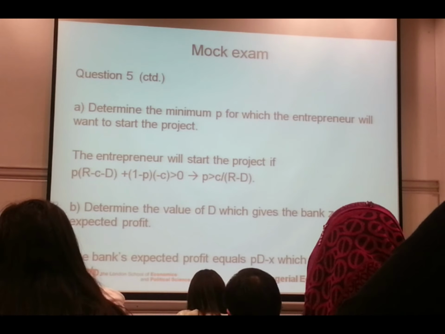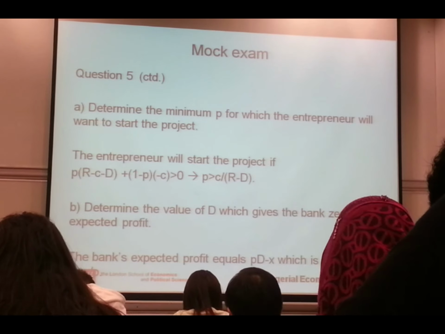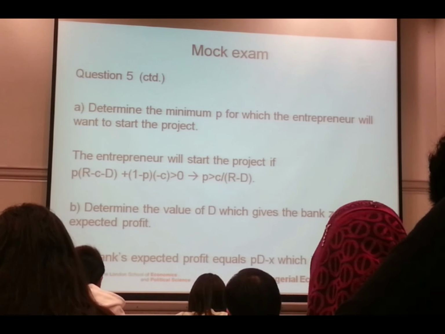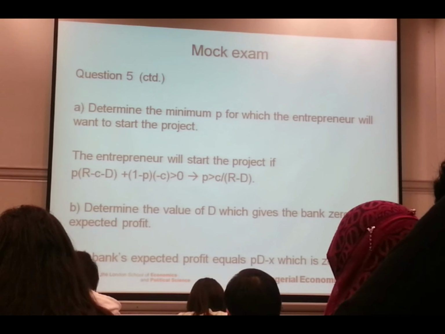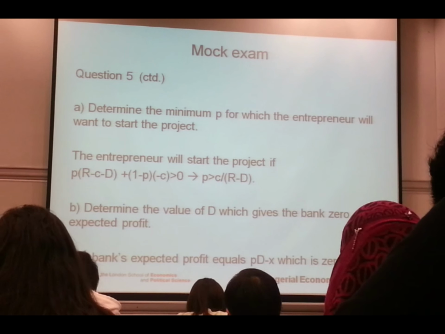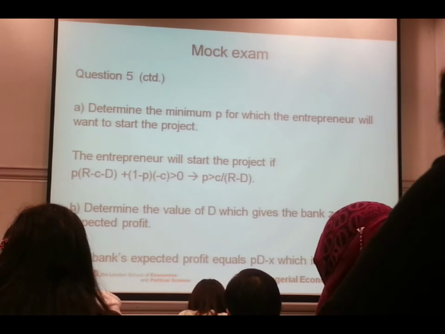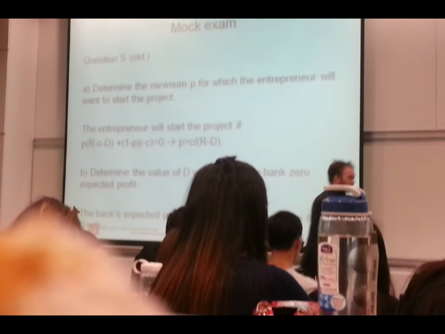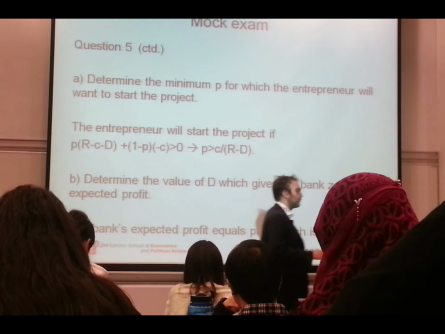plus 1 minus P, that's what happens if I'm unsuccessful. If I'm unsuccessful, I don't pay back, I don't get any returns, but I still have the cost of effort, that's C. Okay, so it's P times (R minus C minus D) if I'm successful, and minus C if I'm unsuccessful, times 1 minus P. So that has to be positive, and that means that P is bigger than C divided by R minus D. So as long as P is bigger than that number, I'm going to want to start the project.